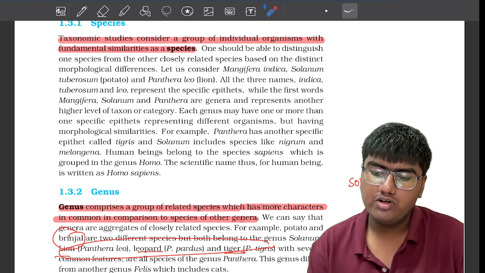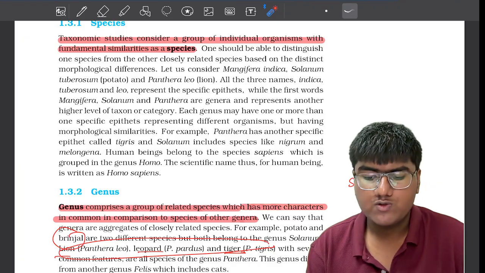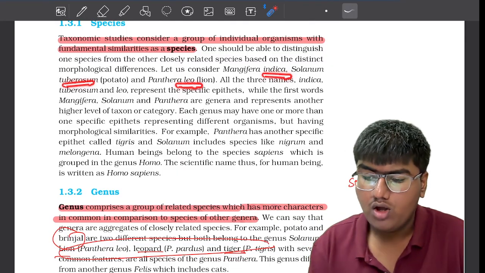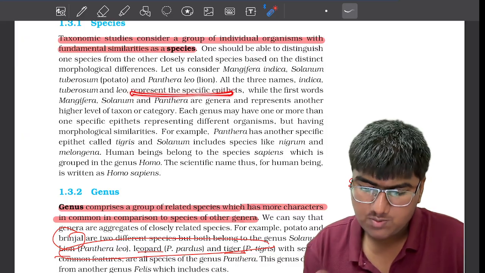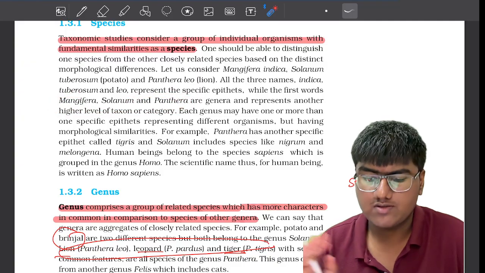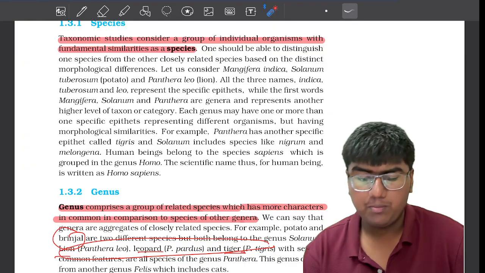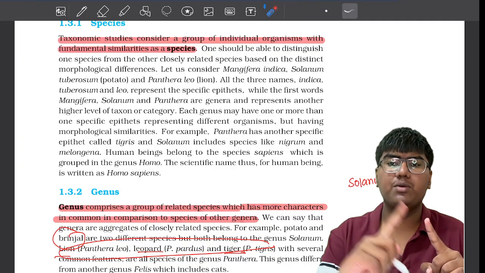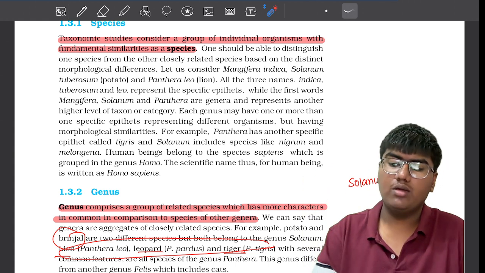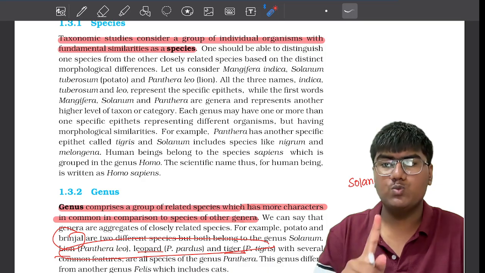Let us consider Mangifera indica, Solanum tuberosum, and Panthera leo. Here, the second words, indica, tuberosum, and leo, are the species of these three organisms, representing the specific epithet, while the first word, in all of them, is the genus, which represents another higher taxonomic category. Each genus may have more than one specific epithet. For example, Panthera leo, Panthera pardus, Panthera tigris for lion, leopard, and tiger. Panthera has three different specific epithets, but there is one genus in it.